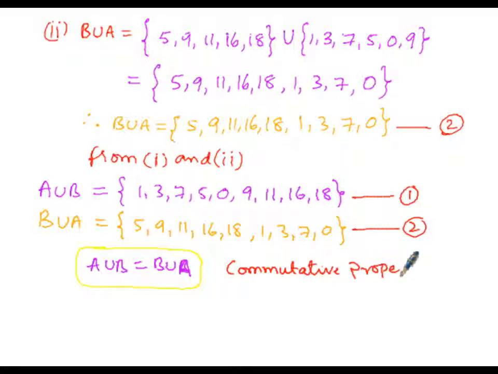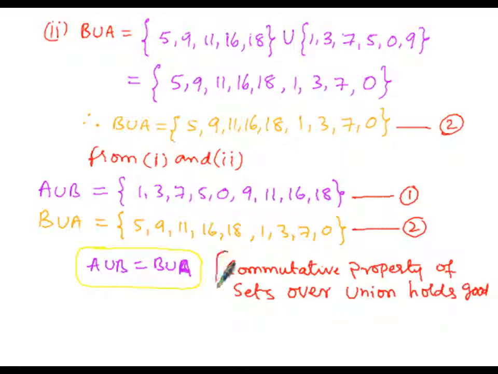Commutative property of sets over union holds good. So based upon this commutative property, we got this step as A union B equals B union A. In this manner, we have proved that A union B is equal to B union A. So now let us go for example number 2.